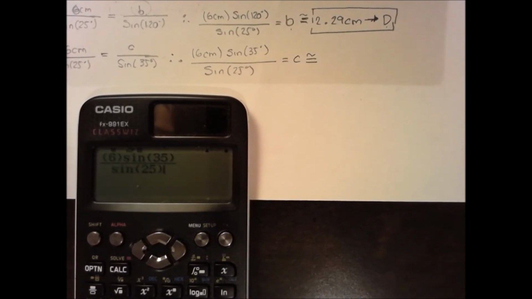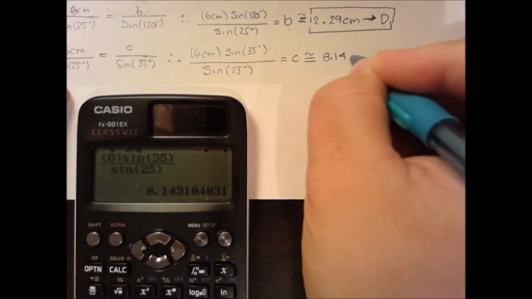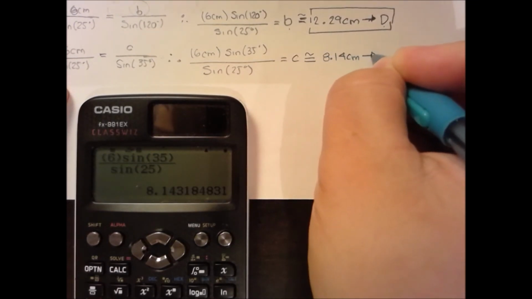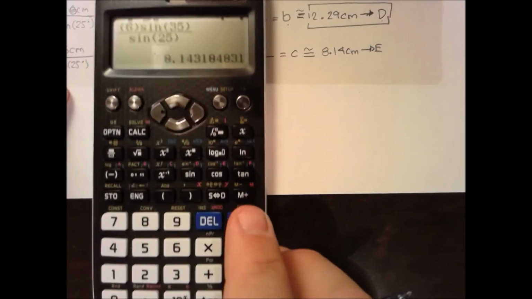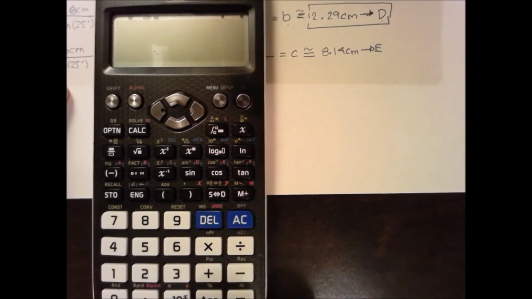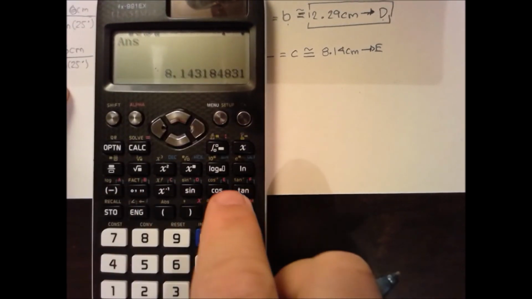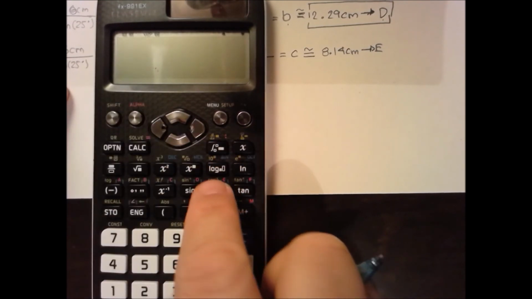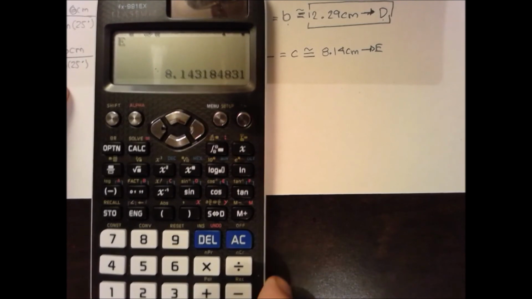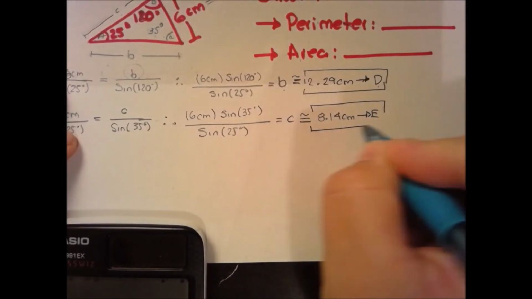Okay, there we go. So this is going to be approximately 8.14 centimeters, and I'm going to store it on letter E. Okay, let's store it: AZ, answer, equal, store E. Let's check. There we go. Okay, so we have this one over here.